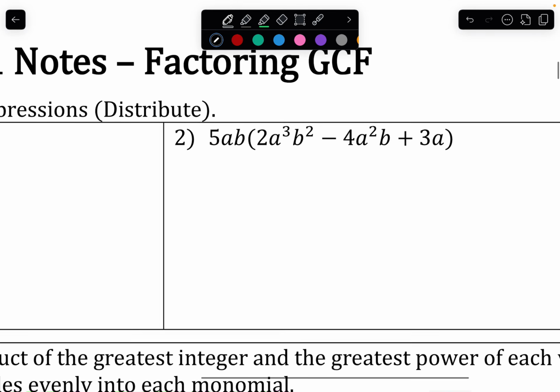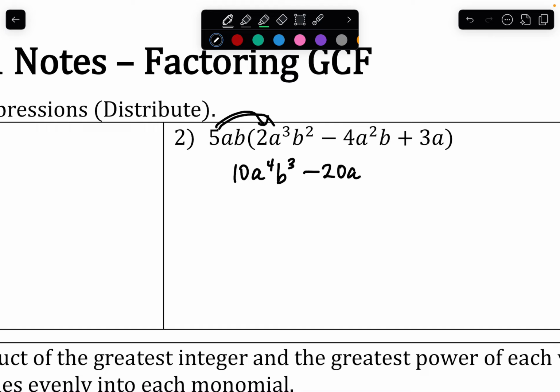Okay, here we've got multiple variables, but same idea. Multiply coefficients, add the exponents. So 5 times 2 is 10. A times a cubed would be a to the fourth. B times b squared would be b cubed. 5 times -4 is -20. A times a squared is a cubed. B times b is b squared. 5 times 3 is 15. A times A is A squared, and then we just have the B.